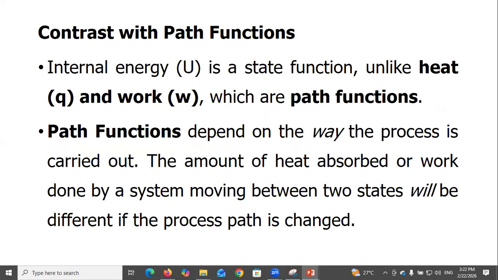Contrast with path functions. Internal energy U is a state function, unlike heat and work, which are path functions. Path functions depend on the way the process is carried out. The amount of heat absorbed or work done by a system moving between two states will be different if the process path is changed.